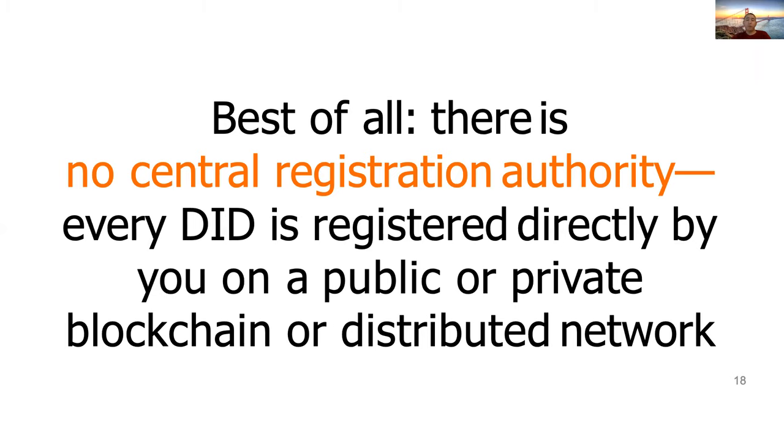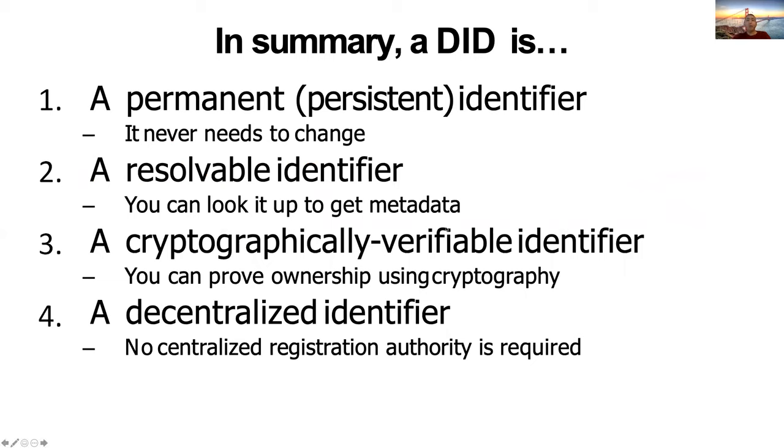authorities. And so, in summary, a DID is like a permanent persistent identifier. It never needs to be changed, actually. The user can create their own identifier, so it's in their control. It's resolvable like URLs. You can look it up to get metadata. DIDs resolve to DID documents, and it's a cryptographically verifiable identifier, so you can prove your ownership digitally, and there is no centralized registration authority.